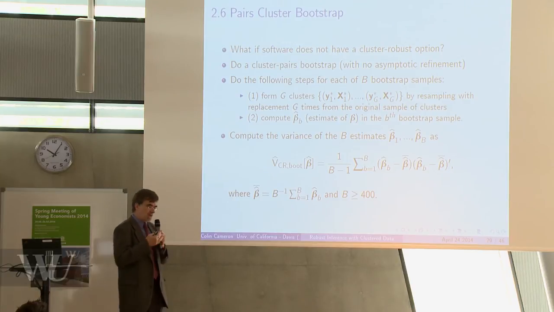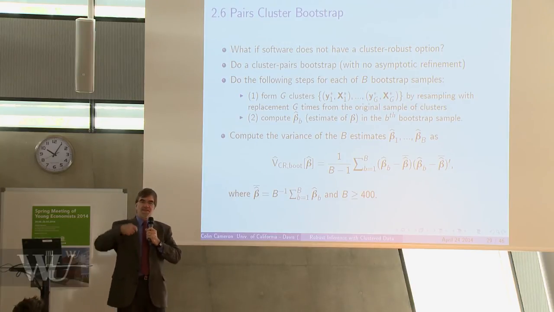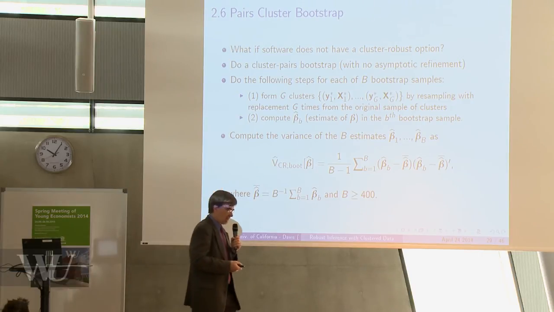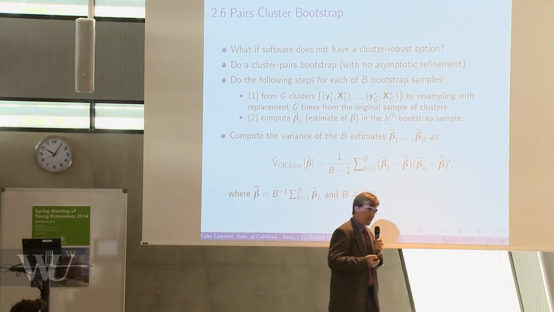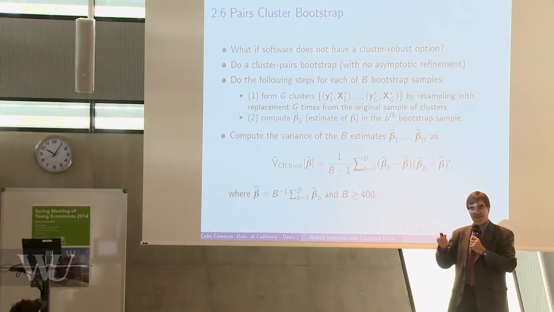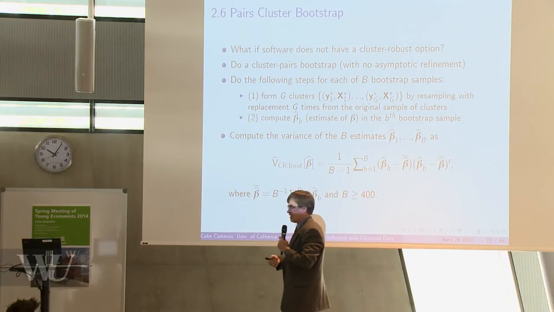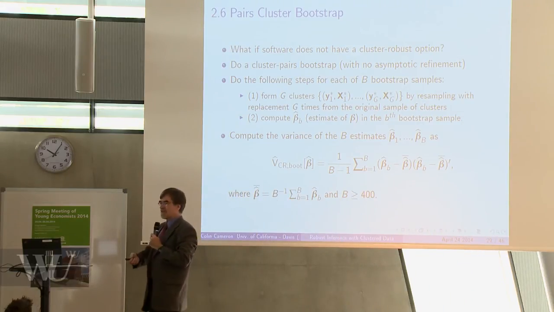And what the bootstrap is, we just resample. You have to resample over something that's independent, right? Here the independence is across clusters. So you resample the clusters and you make up, say, 400 data sets. And you do the resampling with replacement.